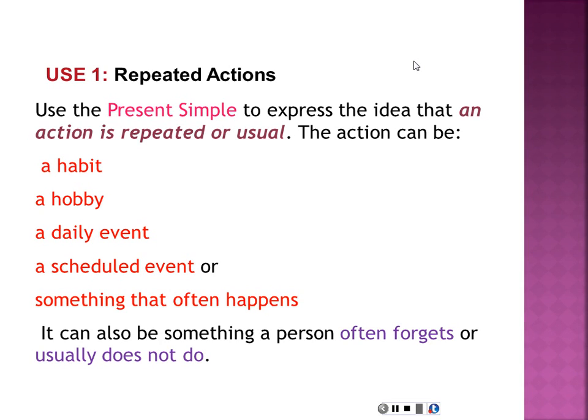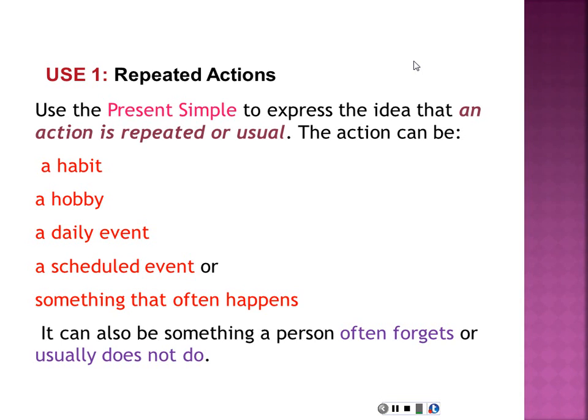Number 3, a daily event. A daily event, daily from day. Daily, it happens every day. Daily from day. So a daily event, حدث يومي. So something that happens every day. So maybe, for example, our class starts at 8 o'clock every morning. So this is a daily event. تبدأ الحصة كل يوم الساعة 8. So this is a daily event, حدث يومي.